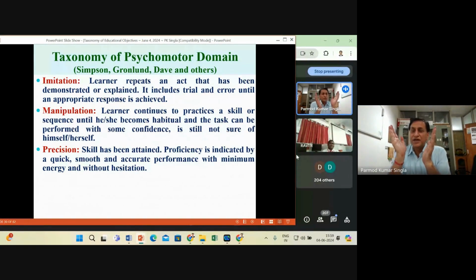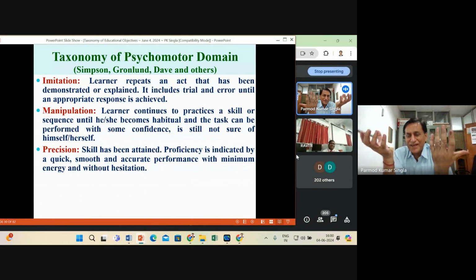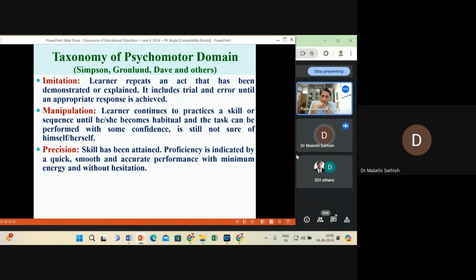When you are learning how to drive a car, you are dividing the different operations of the car into different things. And then by manipulation, you are able to somehow pull the car, but at the level of precision, you know how much the clutch has to be pressed, how much of the brake, and how much of the turn. Initially, you are making a lot of turn. So at the precision level, you are able to make the exact moves. Are you getting my point, sir? Ma'am? Yes, sir.